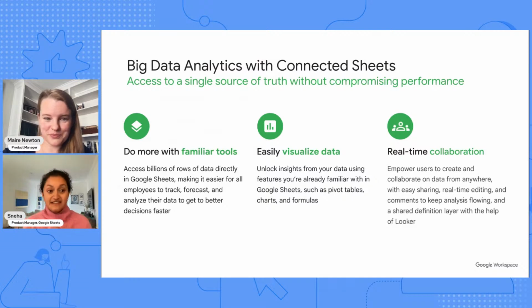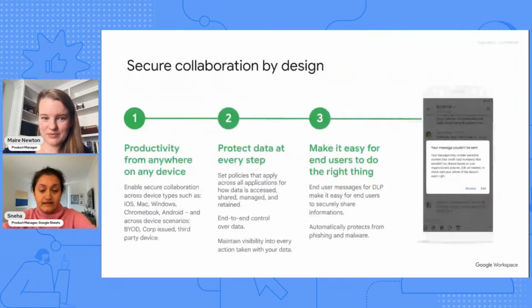So now that we've talked a little bit about how you do analysis in Connected Sheets, let's talk about how Workspace thinks about collaboration and security. When you create a pivot table as part of your analysis in Connected Sheets, you're now in Workspace world. So you're using Workspace's secure collaboration model on your data set. So what does that mean?